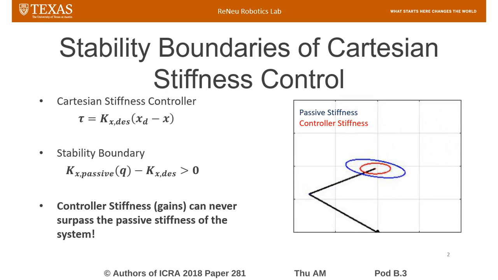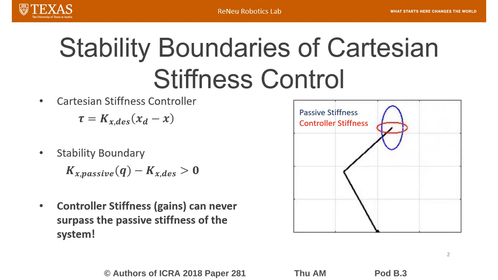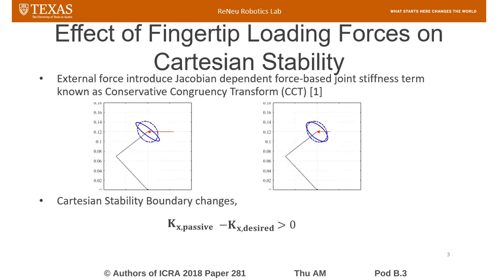And as long as the controller stiffness, shown in the red ellipse, stays within the boundaries of this passive stiffness, the system is stable. However, the same stable stiffness may not be stable at other positions in the workspace due to the configuration dependency. On top of that, when external loads act on the fingers, due to the magnitude and direction of those external loads, the estimation of passive stiffness may vary. Thus, it is important to include the effect of external loads into our stability criteria.